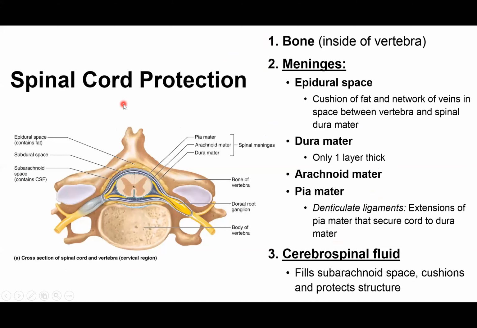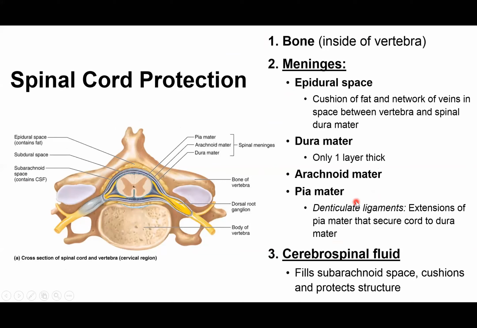Okay, going back to this slide, we talked about the epidural space being that sort of fatty layer. Then we have the dura, and then the subdural space, followed by the arachnoid mater, followed by the subarachnoid space, followed by the pia mater.